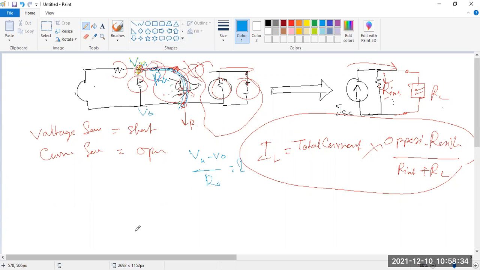So this is all about Norton's theorem. I think you can find out how to apply this theorem to find the RL resistance and the current through the RL resistance. So guys, I am stopping here. Okay, thank you.